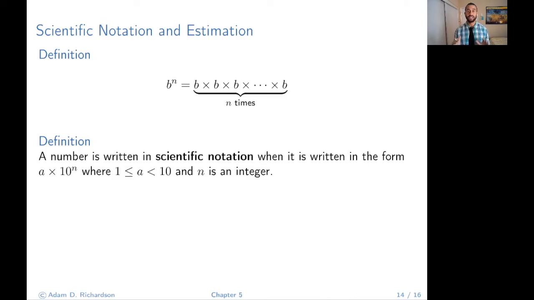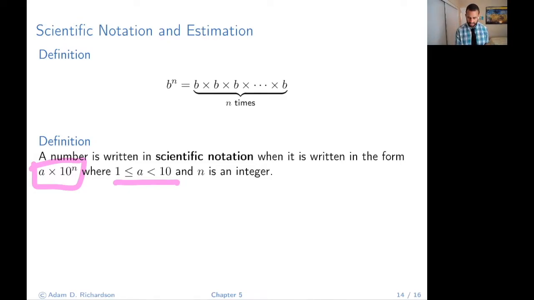A number is written in scientific notation when it's written in this form right here: some number A times 10 to the n. That's what you're trying to go for. But the caveat here is that that number A has to be between 1 and 10.